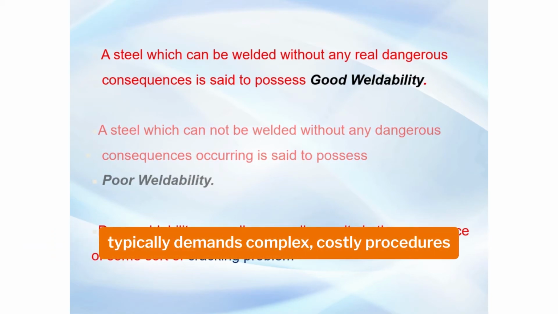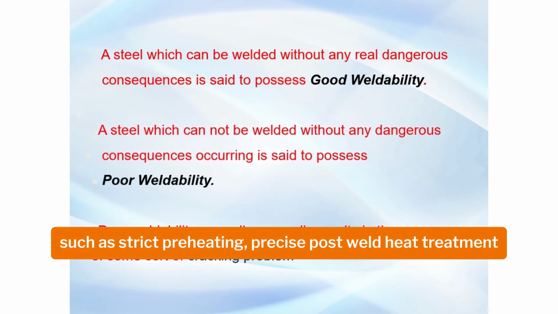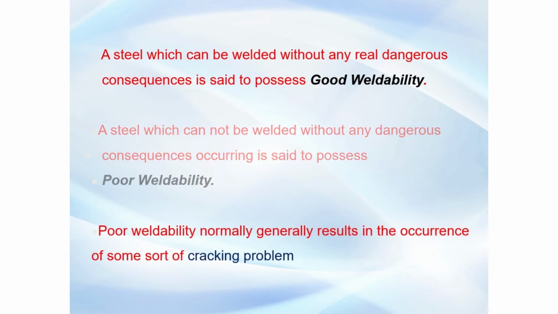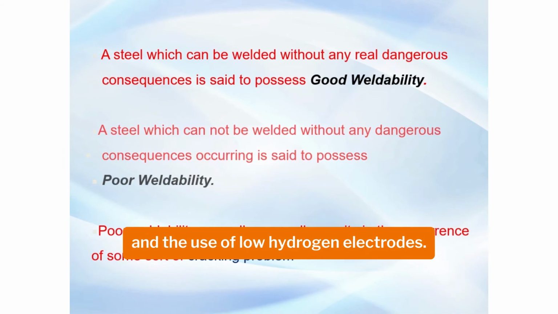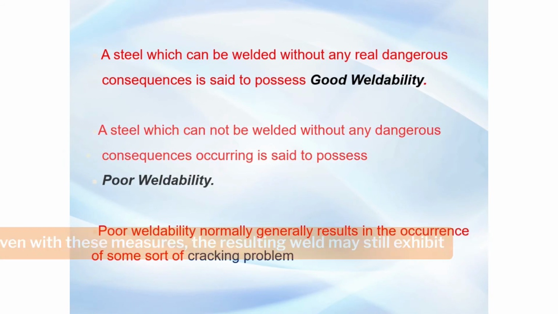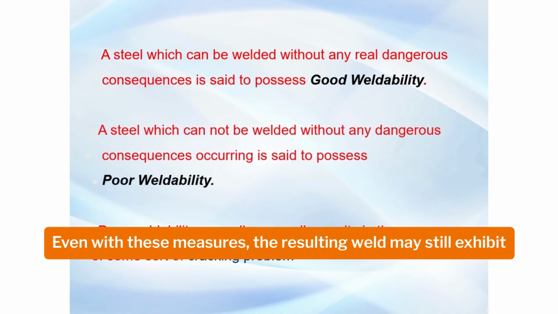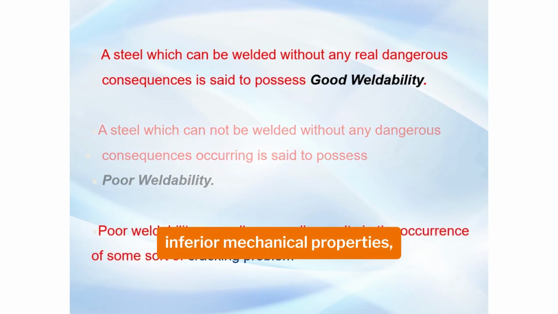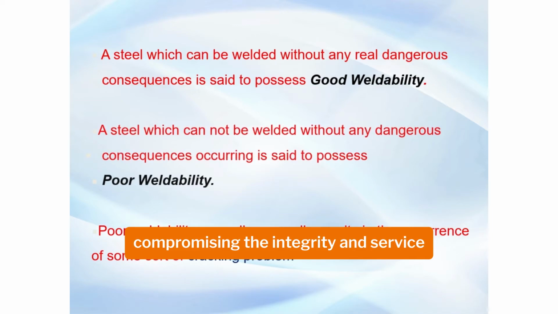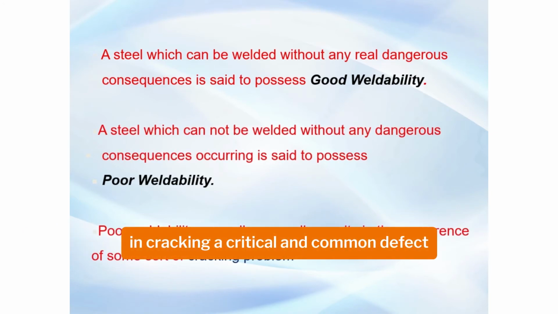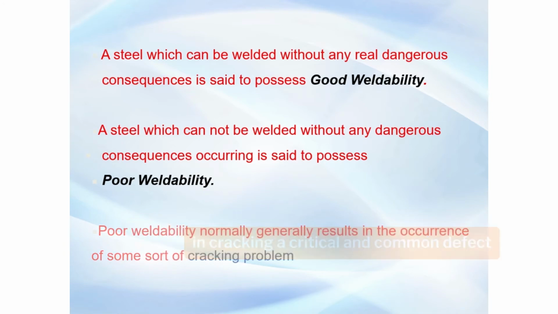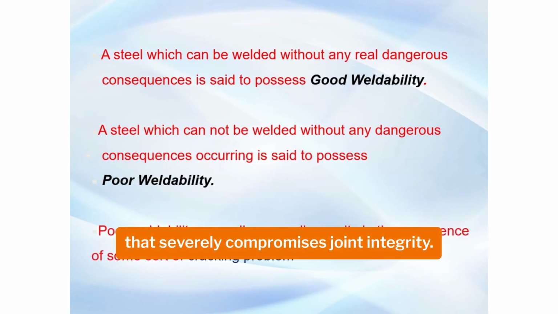Mitigating these issues typically demands complex, costly procedures such as strict preheating, precise post-weld heat treatment, PWHT, stringent control over interpass temperature, and the use of low-hydrogen electrodes. Even with these measures, the resulting weld may still exhibit inferior mechanical properties, compromising the integrity and service performance of the fabricated structure. Poor weldability directly results in cracking, a critical and common defect that severely compromises joint integrity.